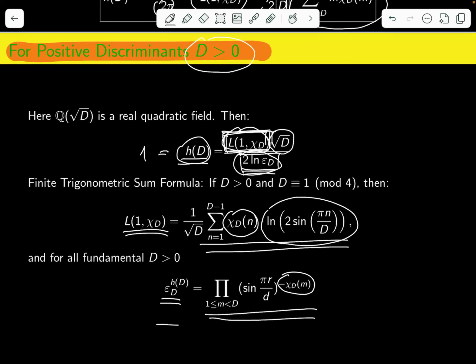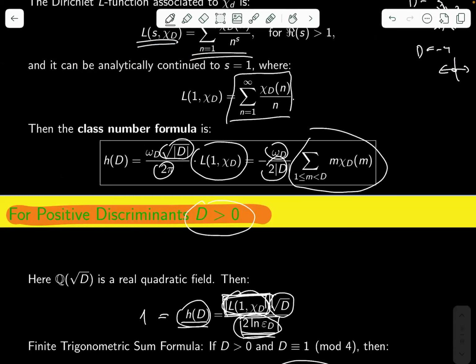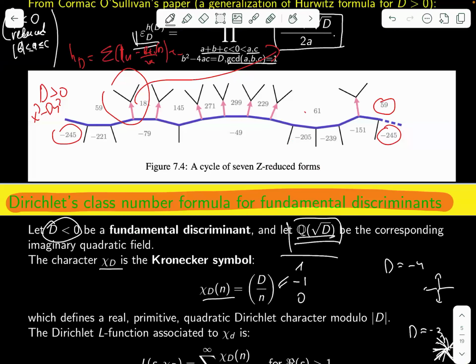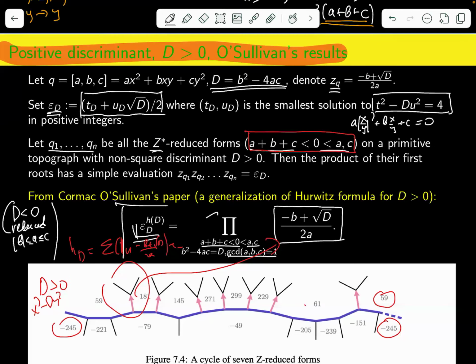And so the last formula, it reminds you of this formula of Cormac here. And maybe this formula is better, right? Because there you have some signs and the product, but here you have product of, well, quadratic irrationalities. Maybe in some sense it's better. Maybe it's easy to compute. I don't know.